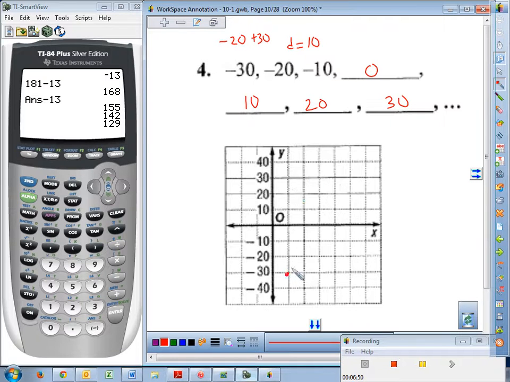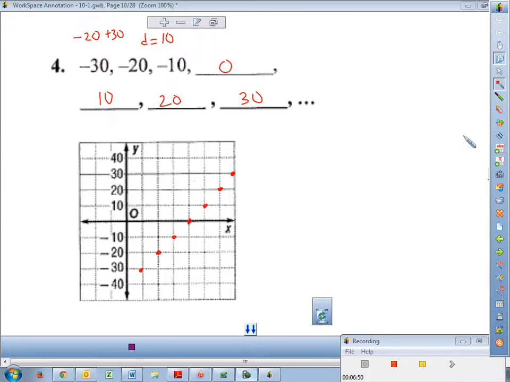1, negative 30, then up to negative 20, then up to negative 10, 0, nice and linear. Oh, we forgot to write the explicit formula. I wanted to do that. Well, let's have fun with that. So, here's that generic formula. My bad.